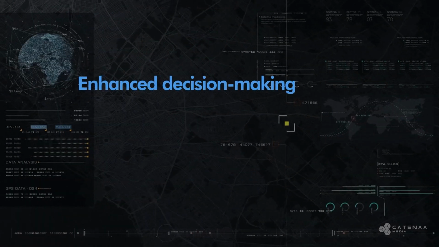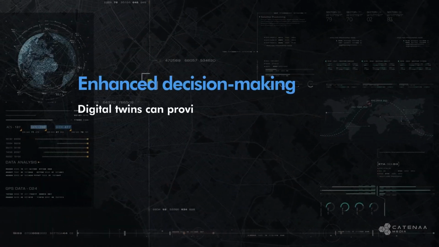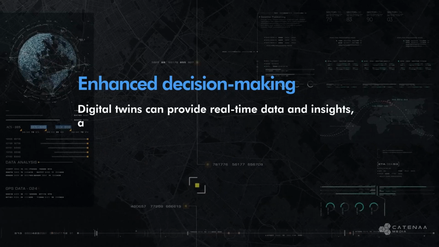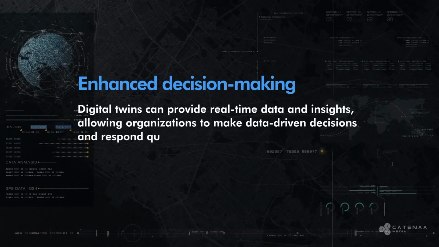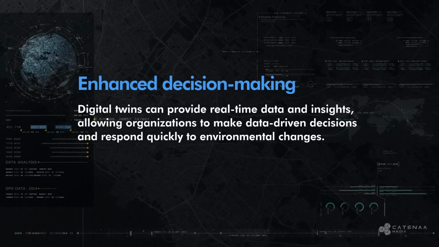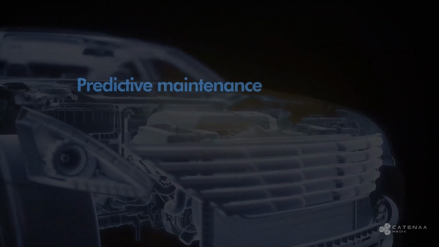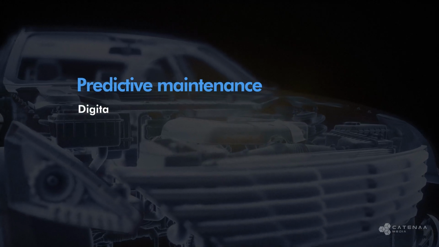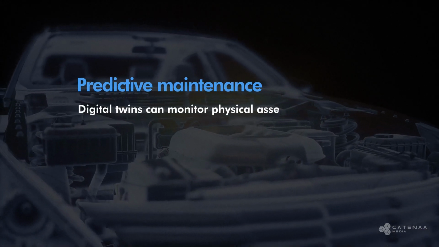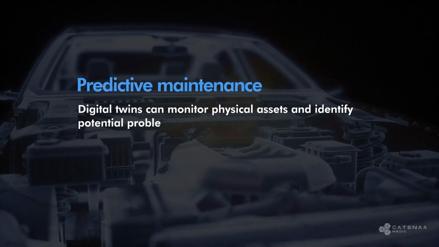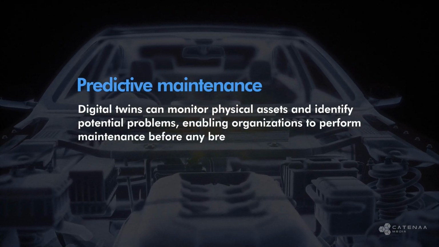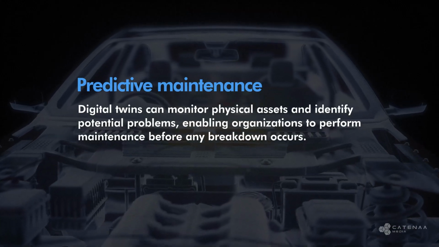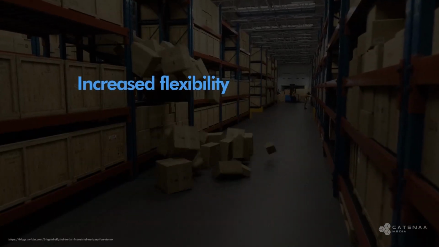Enhanced decision-making. Digital twins can provide real-time data and insights, allowing organizations to make data-driven decisions and respond quickly to environmental changes. Predictive maintenance. Digital twins can monitor physical assets and identify potential problems, enabling organizations to perform maintenance before any breakdown occurs. Increased flexibility.